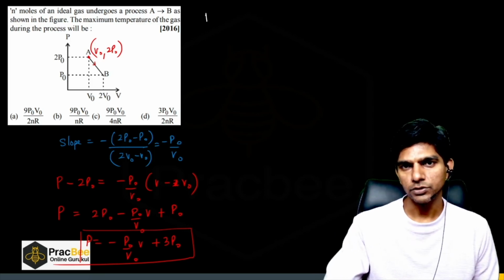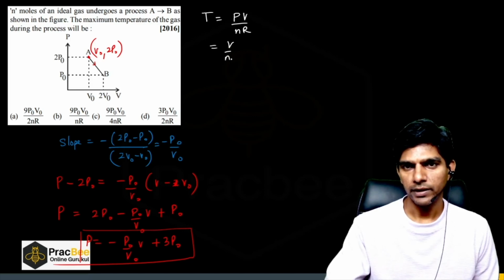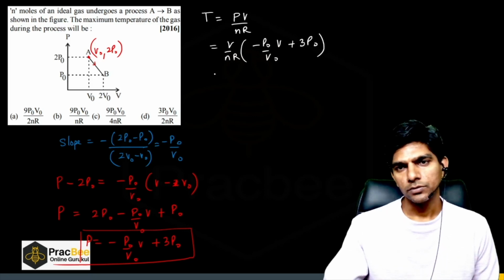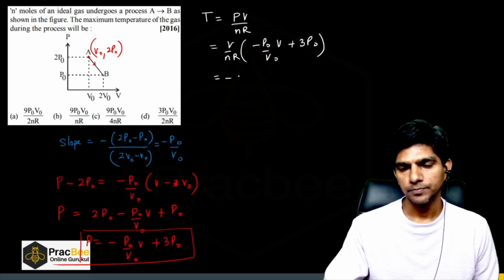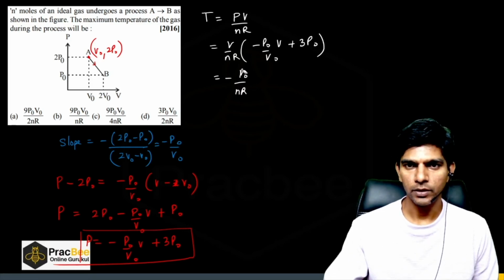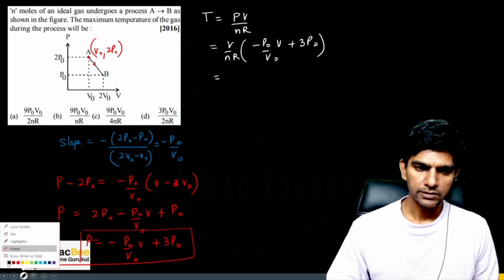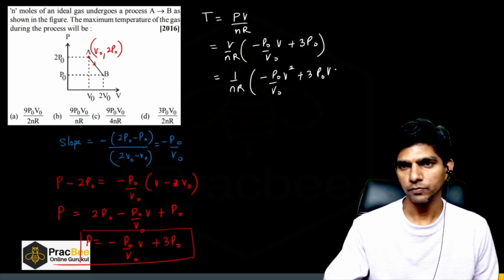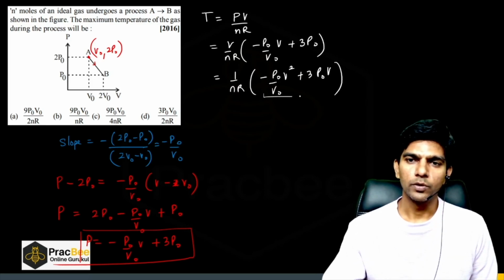By the ideal gas equation, temperature is PV upon nR. So we can say V upon nR times minus P naught by V naught times V plus 3 P naught. So this is nothing but the temperature. Let us keep nR outside. So we can write this as 1 by nR times minus P naught by V naught times V square plus 3 P naught V. Now it's a quadratic function, right?